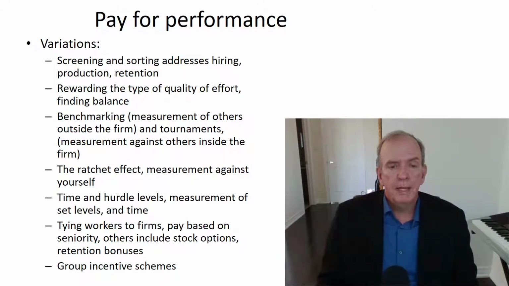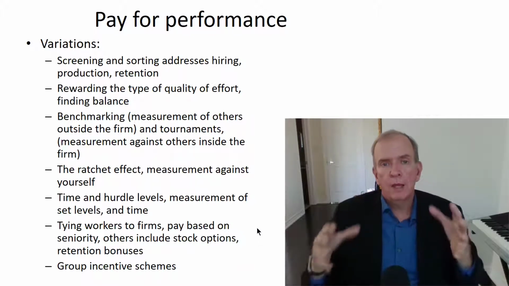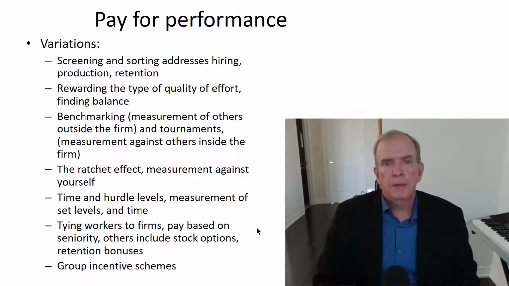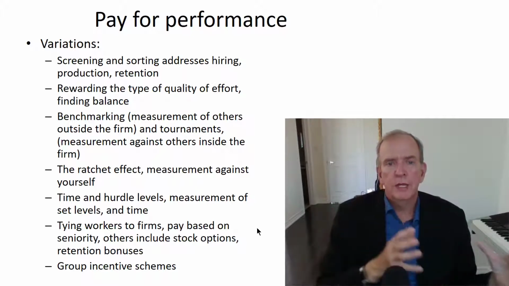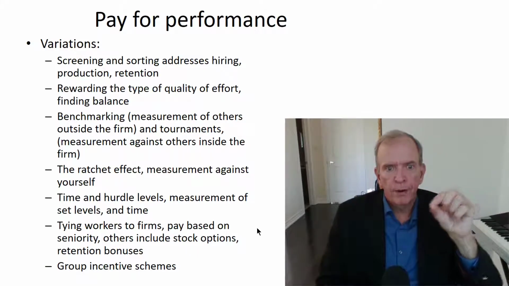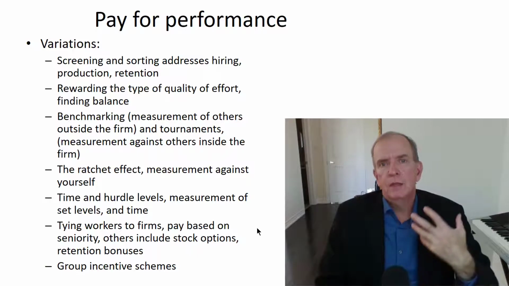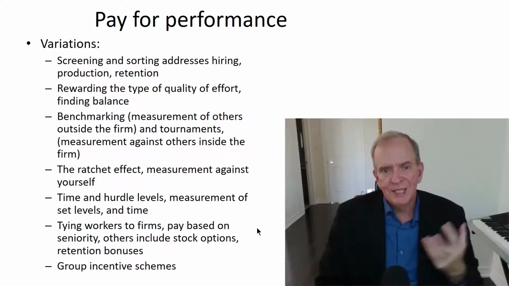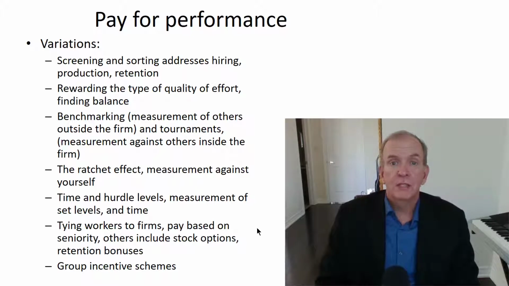Tying workers to firms: pay based on seniority. Others include stock options, retention bonuses, group incentive schemes. If the company does well, or it's a publicly traded company, or if it's just a company and they have profit sharing, they might have a pool. So if the company makes $10 million in profit, they might have a pool where 50% goes into profit sharing. And then depending on your position, you get a certain percent of that profit. That gives you an incentive, like you're almost an owner of the company because you get to share in the profits.